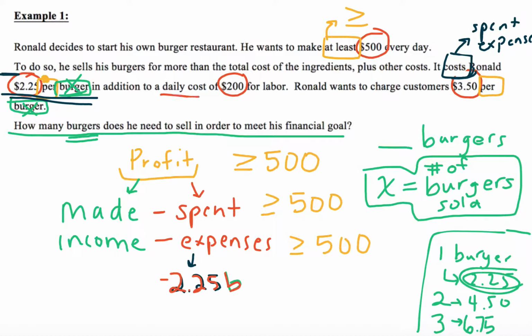In addition, the daily cost, again, another cost word, which means something he's spending or an expense for Ronald, of $200 for labor. That means altogether he's spending $200 for the people who maybe work for him each day. Labor is like people who work. So these two things, the cost per burger and the daily cost of labor, are part of his expenses.